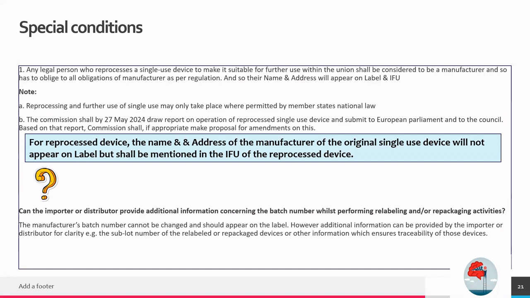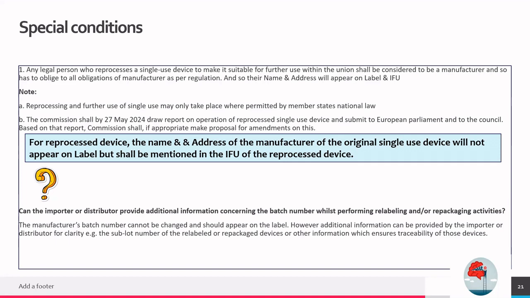Reprocessing and further use of a single-use device may only take place when permitted by member state national law. This means only a few member states permit such reprocessing. So first a new party has to verify whether the device can be reprocessed, and if yes, then I can reprocess it and be called a manufacturer myself, because I want to do business.